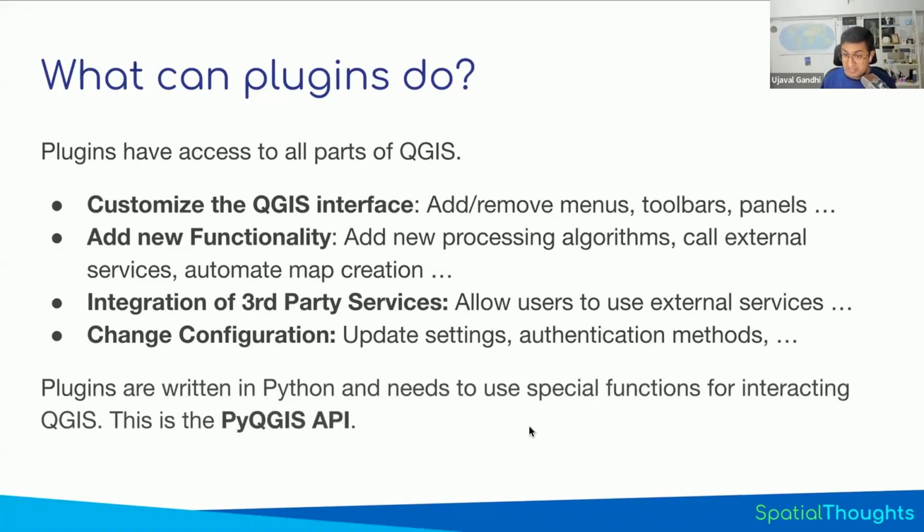When you are creating plugins, you can use pure Python code. So any external service or other library that you want to use, you can use those. But to interact with QGIS, you need to use the API that QGIS provides, and that is known as PyQGIS. So the PyQGIS API allows you to interact with parts of QGIS. So when you are writing QGIS plugins, you'll have to learn how the API works. And a big part of learning about plugins is to understand how this API works and gain an understanding of that.